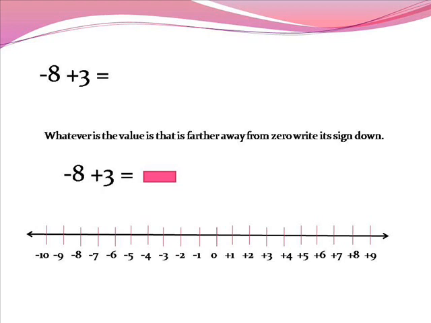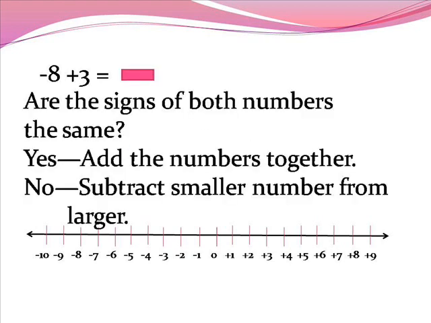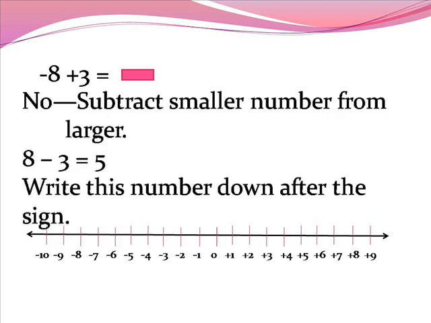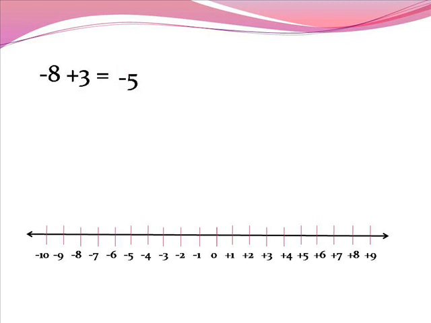Okay, the next question you ask, are both the signs the same? If they are, we'll add the numbers together. If not, we will subtract the smaller number. Okay, in this case they are not the same. So we will take 3 away from 8, and that gives me 5. We'll write this number down after the sign. So now we have -8 plus 3 equals a -5.